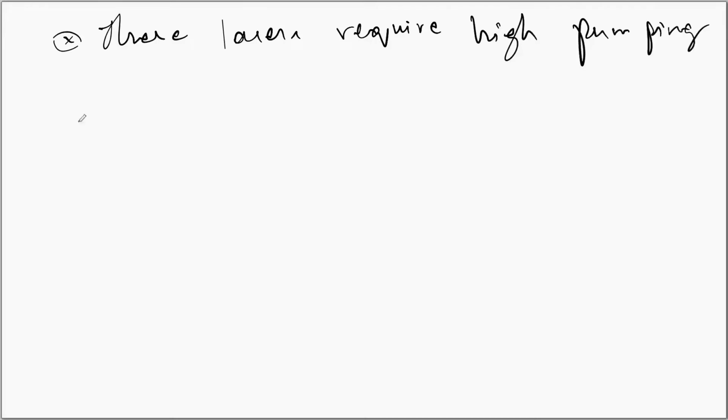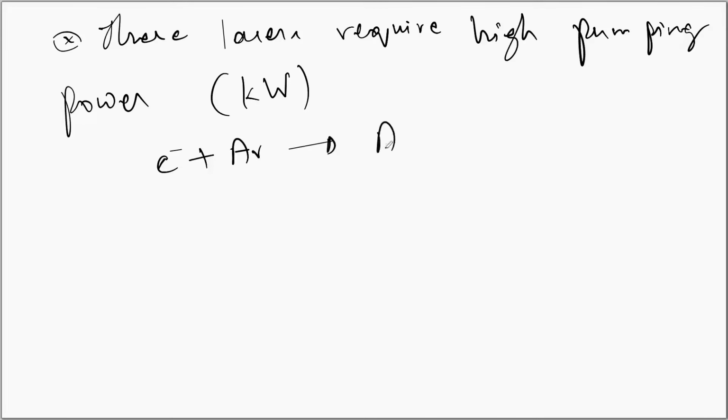Since these lasers are powerful lasers, they require high pumping power. Generally, it will be in kilowatts. The reason is electrons should interact with the argon atoms to give rise to argon ions. Further, the interaction of the electrons with the argon ions will produce the excited argon ions.